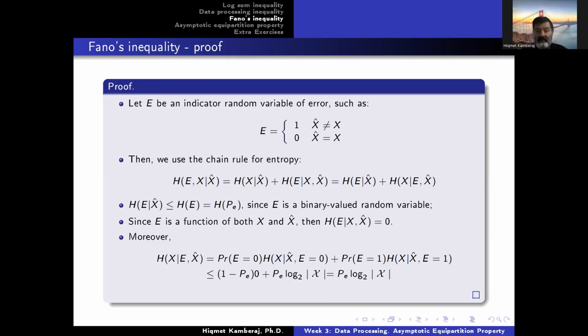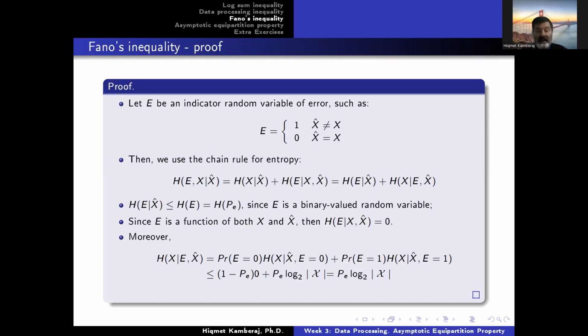Now, furthermore, using the theorem that we showed last week, the conditional entropy of a random variable x given another random variable is less than or equal to the entropy of that random variable. Then we have the entropy of E given x hat is less than or equal to the entropy of E. But the entropy of E is equal to the entropy with probability P of the E distribution, since E is a binary valued random variable, all right?